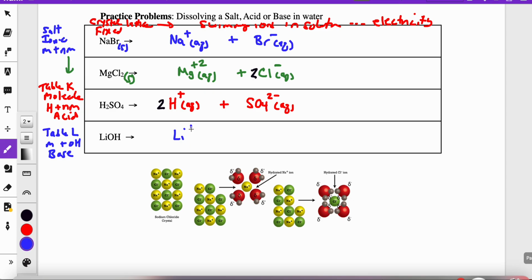So the Li, group 1, +1 charge, and we know it's yanked away and swimming freely because of the phase (aq). And for each Li that is stripped away from the crystal lattice, we end up with also a hydroxide, Table E structure. It carries a -1 charge, and it is aqueous. So you'll need to be able to write out these equations, these dissolving processes.